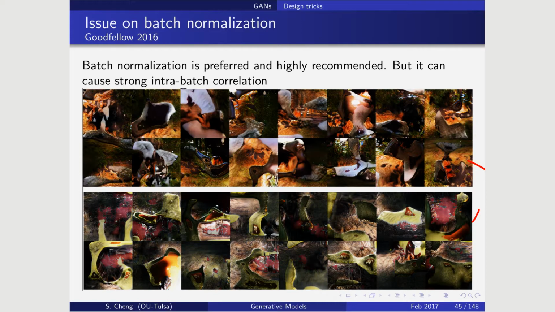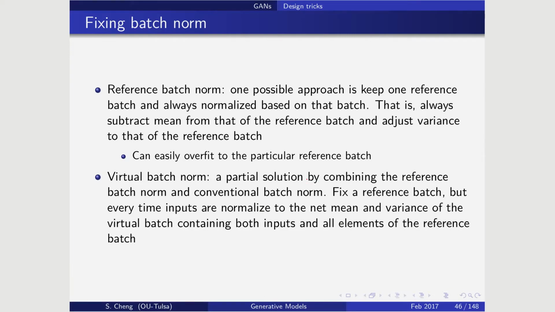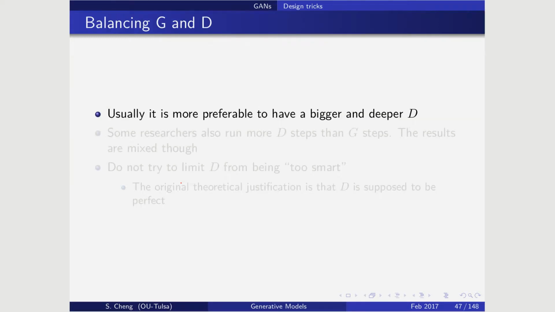So one approach to remove this somewhat undesirable effect is to use a reference batch norm. In this case, it just means that you always use the same batch for normalization. You just fix one batch as the reference batch, and every time you use that batch for normalization. We can also not go so extreme and go for an intermediate approach, the so-called virtual batch norm, where you use the current batch, mix it with the reference batch, and then do the normalization. That also reduces these artifacts a little bit.